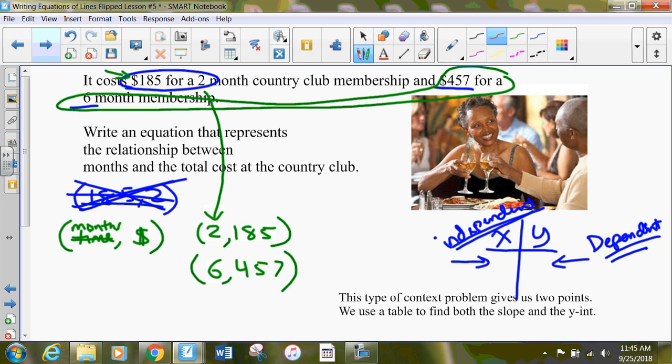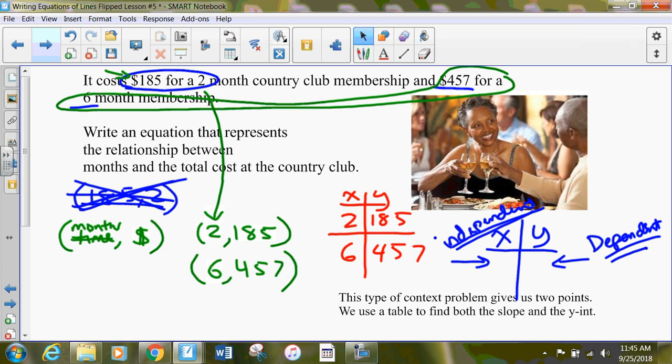So now what we're going to do is we're going to take these 2 points and put them into a table, and we're going to find our slope. Oh no, I don't have a calculator. All right, I'm going to pause and grab a calculator, and I will be right back.